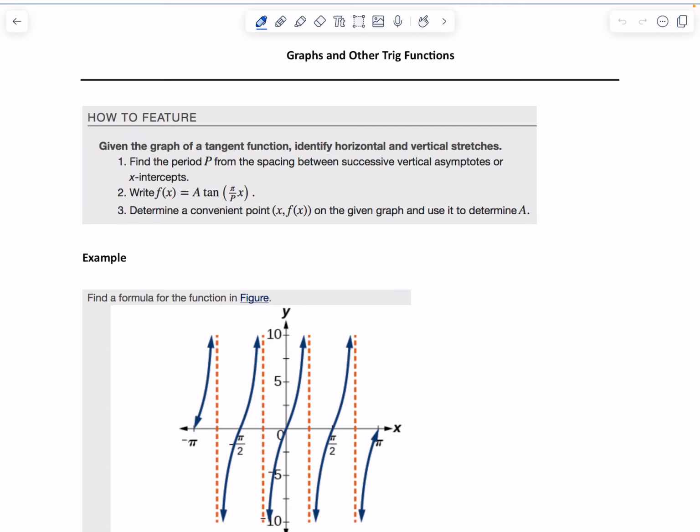In this video, we'll work an example of starting with a graph and writing a function. So they started with us writing this in our directions here. They may not make you do too many shifts then. So we have a tangent, and then it's pi over p x.